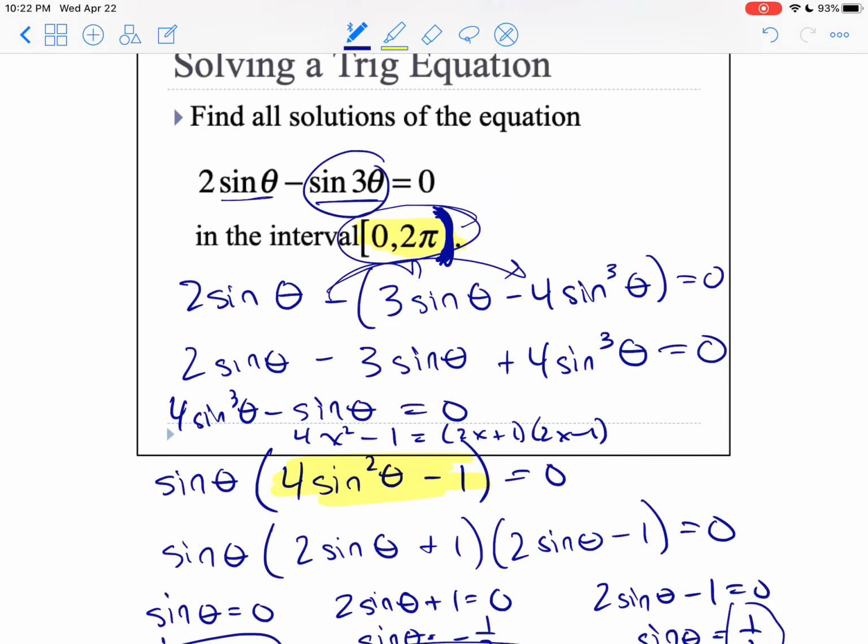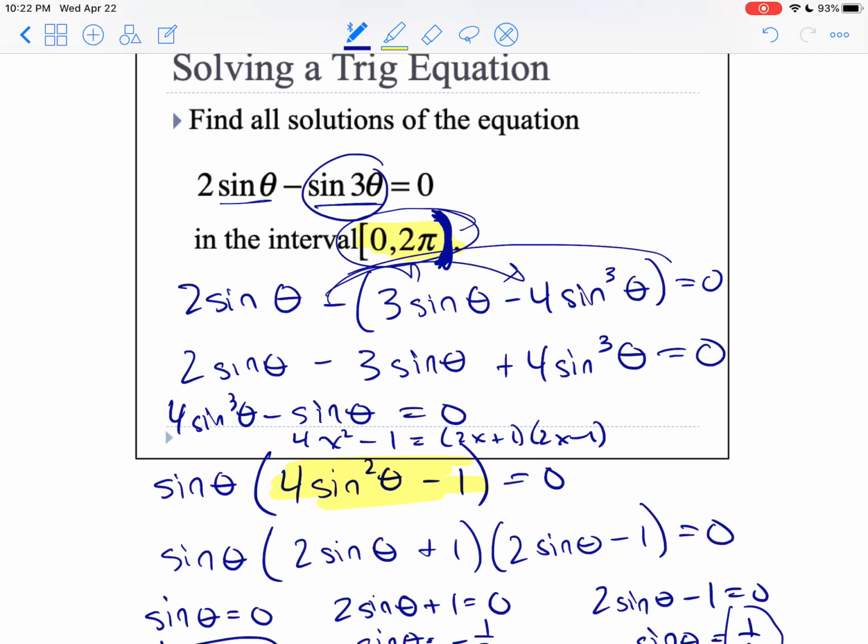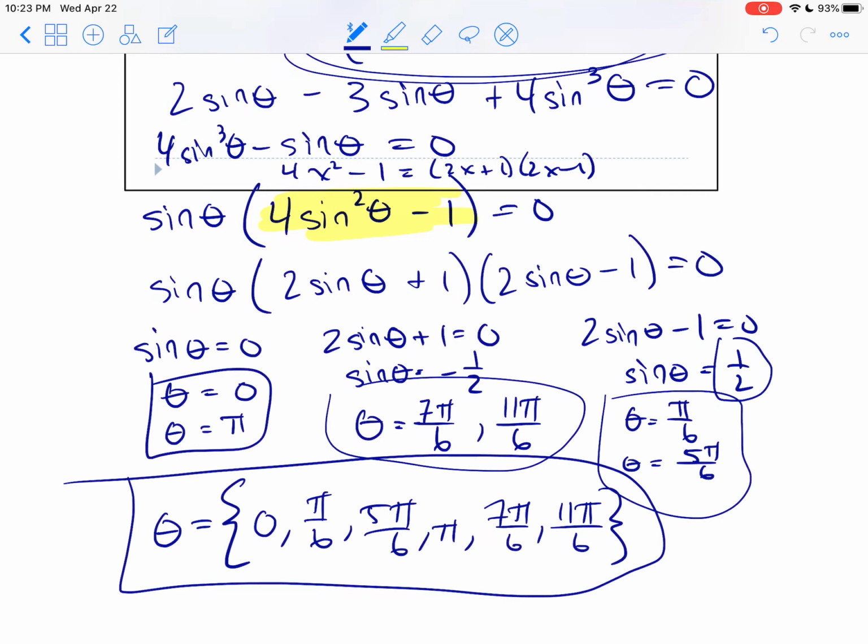So I hope that made sense. We used some factoring, our double angle formula, and then our sum formula is what we used. Not the power reducing. We're going to use the double angle formula on the next one.